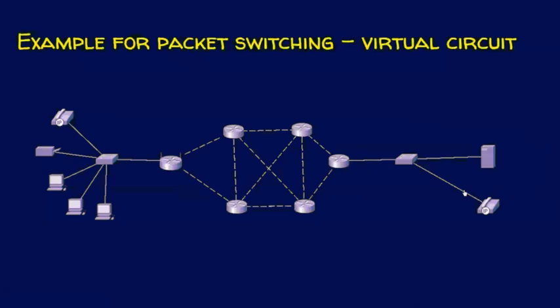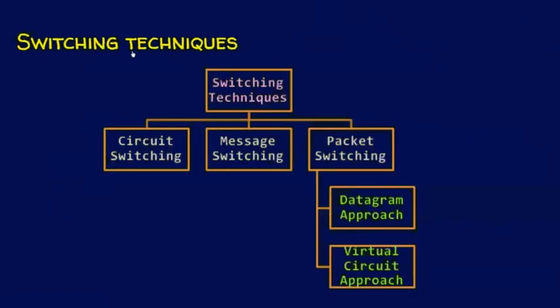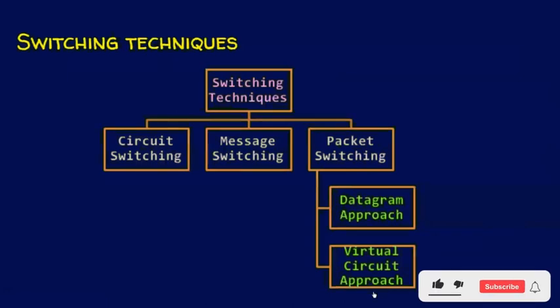We will have a simple recap now. So basically, switching means finding the best route for transferring the data from the sender to the receiver, and particularly in a large network. So switching basically has three techniques: circuit switching, message switching and packet switching. And packet switching has two approaches: datagram approach, virtual circuit approach.